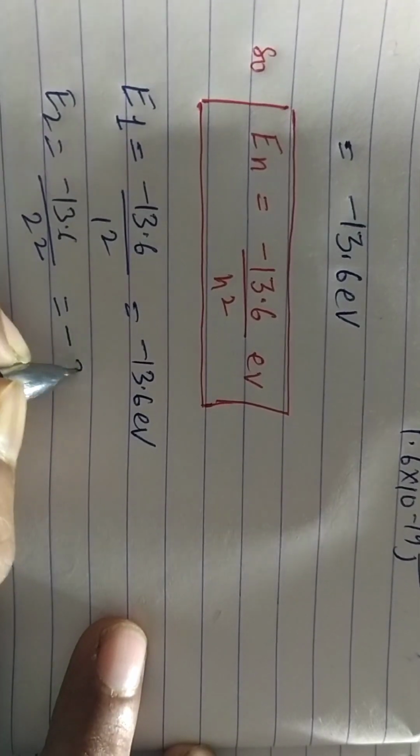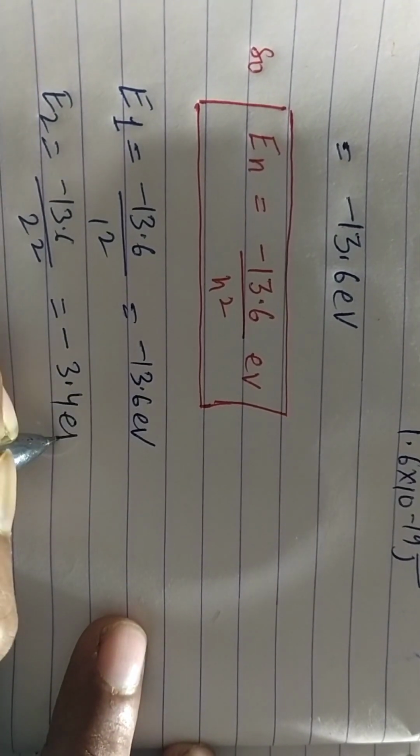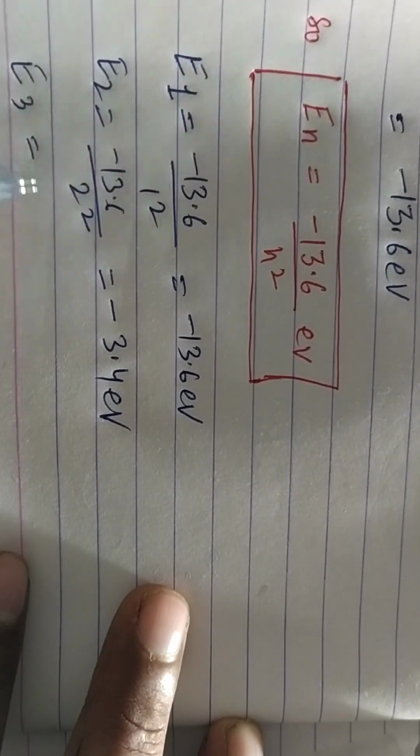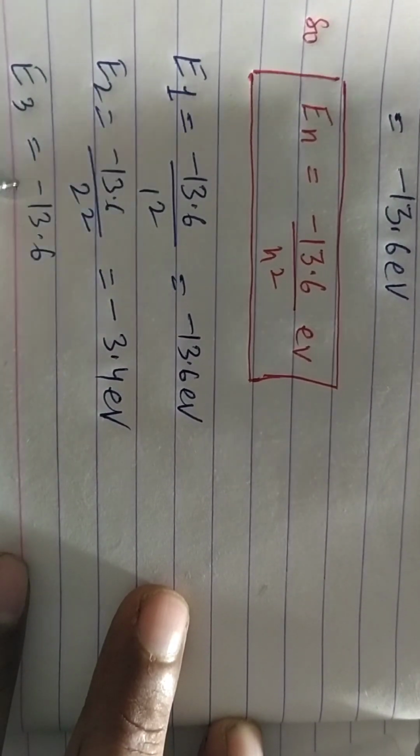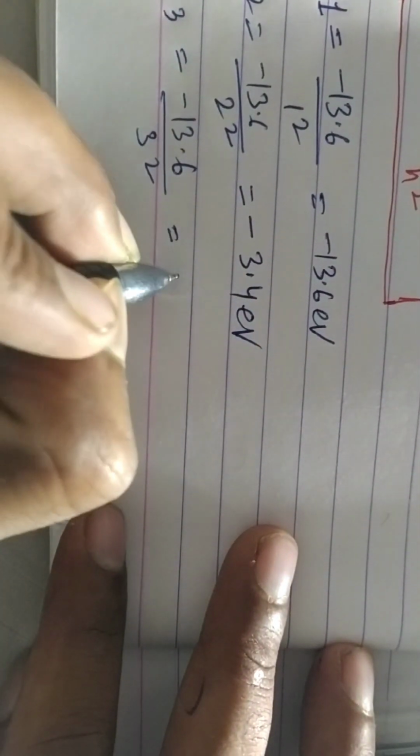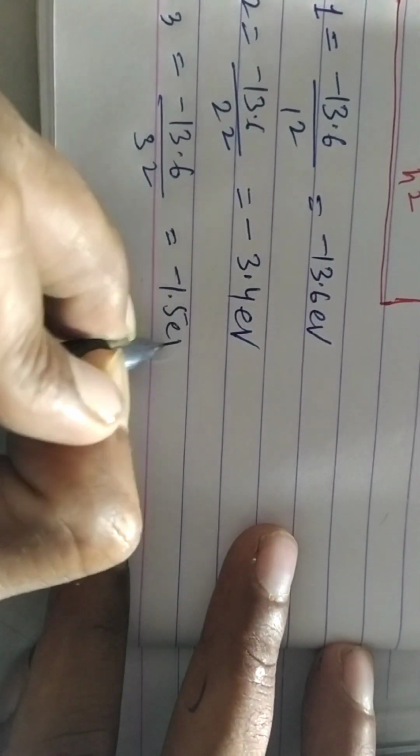This will come out to be minus 3.4 electron volt. In the same way, when you calculate E3, it is going to be 13.6 upon 3 square, which will give you minus 1.5 electron volt.